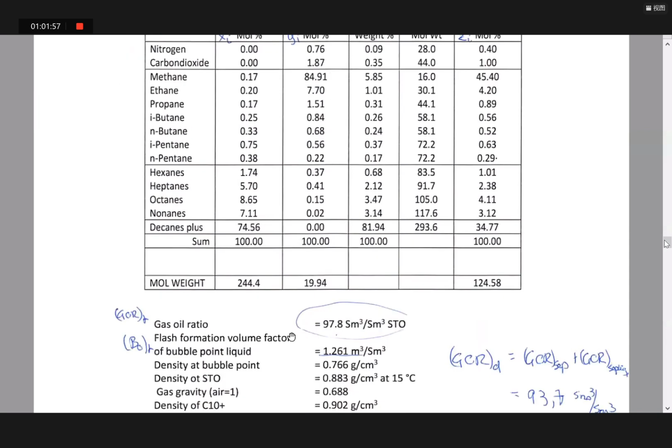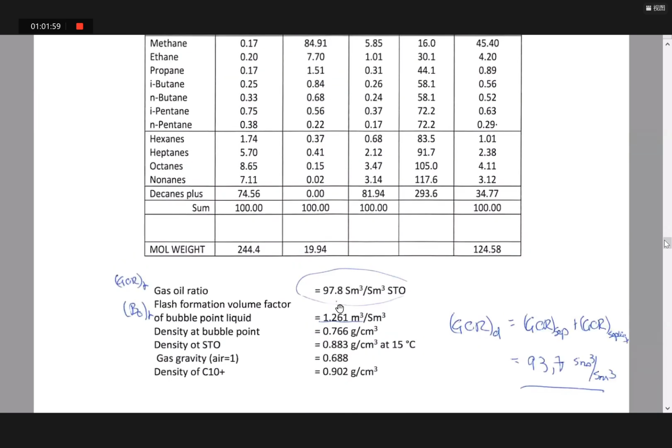Okay, so the GOR from the flash is 97.8. So it was above the 93 point something that we had, 93.7, from the separator GOR and flash. Confirming what we said, that the more separator stages you have, you will reduce the GOR, and you will end up with more stabilized oil relative to the amount of gas.